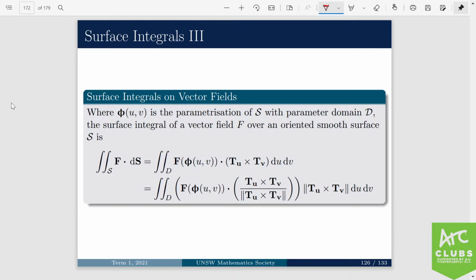So moving on, that was surface integrals on scalar functions. Again, we can also have surface integrals on vector fields, and it just becomes this formula. So pretty similar to line integrals, and we can also compare them to surface integrals on scalar functions like this, although you don't really need to.